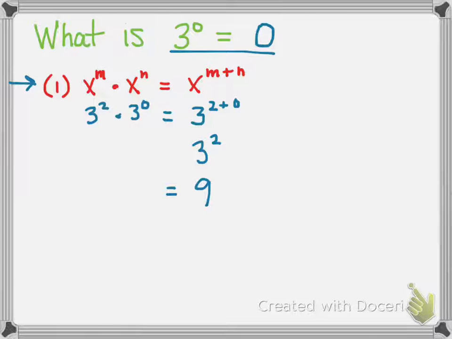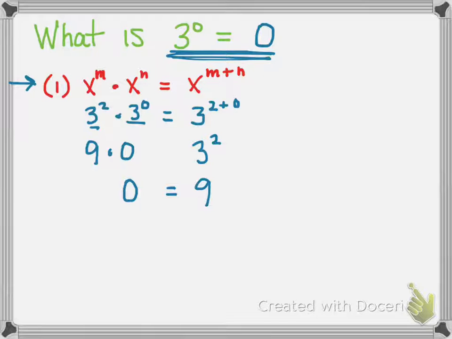So we already know that 3 squared is 9, so we have 9 times. And remember, we said 3 to the 0 power is 0, so we're checking that. So this is 9 times 0, and anything times 0 is 0. So on the left side, we actually get 0. And you can clearly see that 0 does not equal 9. So it wouldn't work, right?